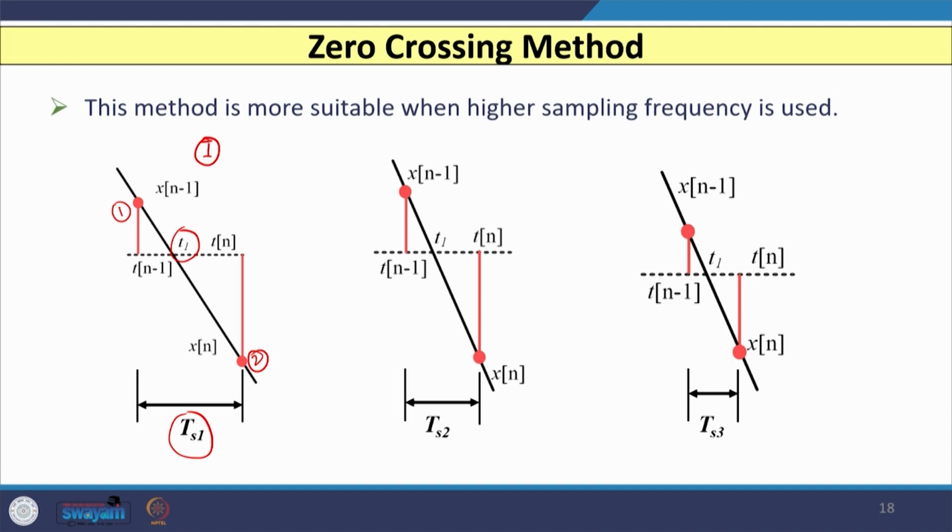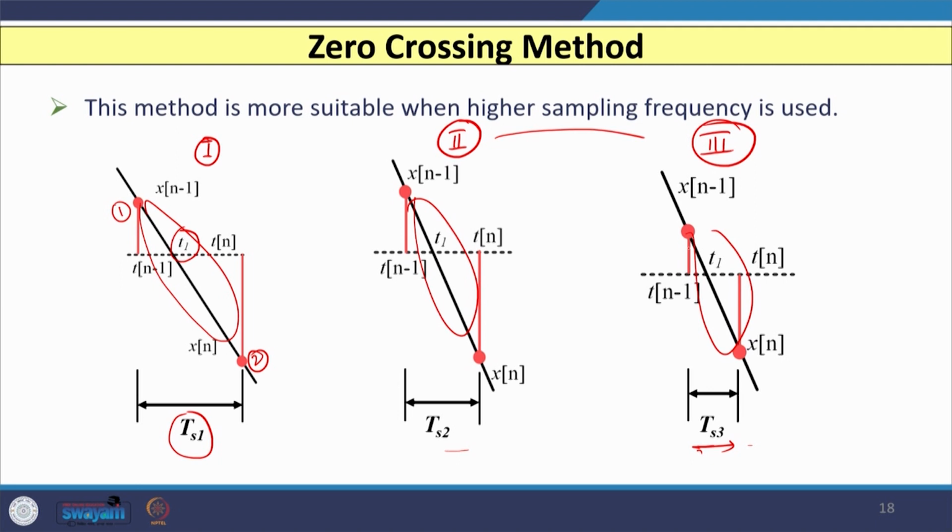Now, if you increase the sampling frequency from case number 1 to case number 2, then you can see your sampling time t s 2 is going to reduce, and further from case 2 to case 3, if you still increase the sampling frequency, your sampling time reduces, and hence you can see that this portion becomes more linear and you will get the accurate result.